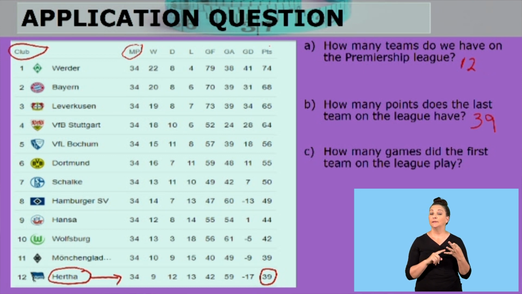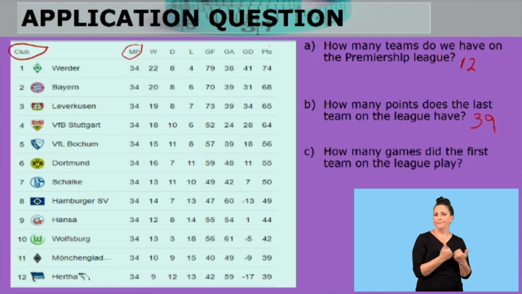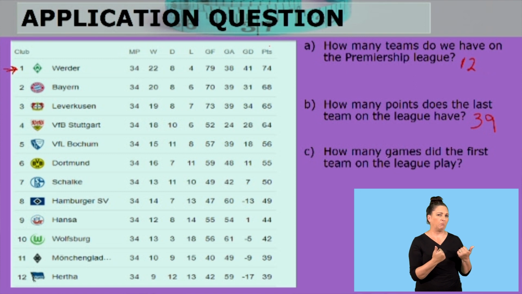How many games did the first team on the league play? The first team on the league, right at the top, these guys. How many games did they play? So we're looking for matches played. The very first column right here, they've played 34 games. We've successfully answered those. Let us carry on.